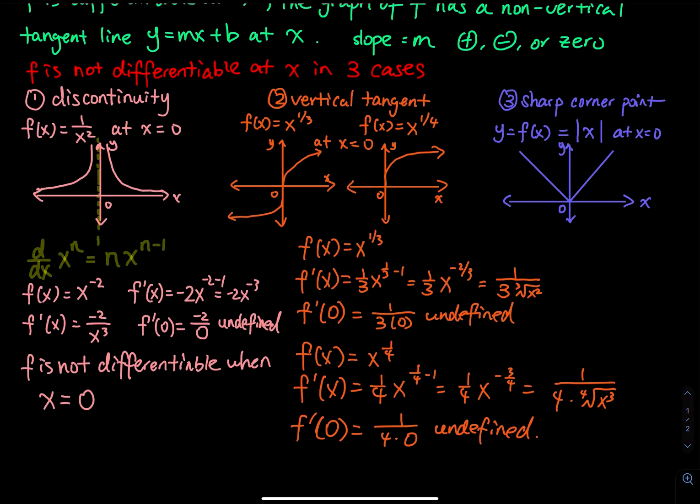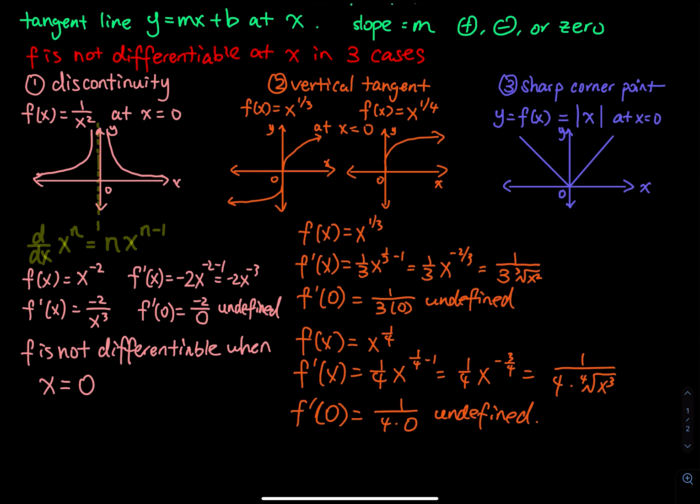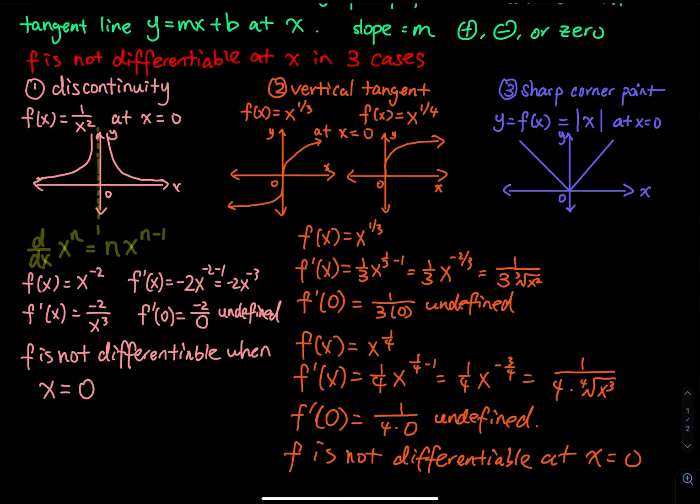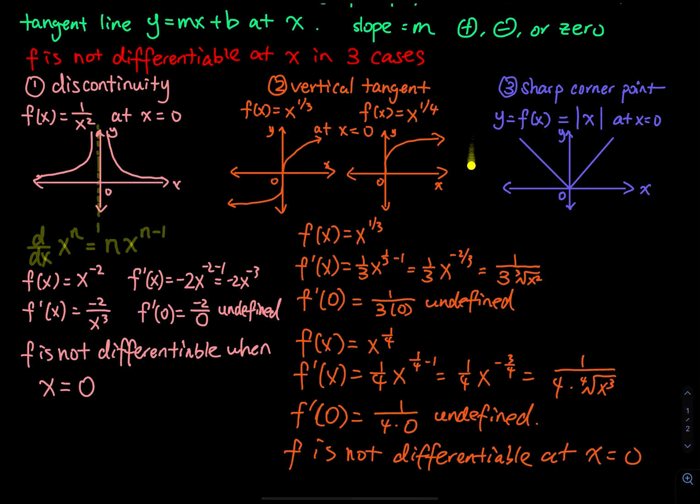So that means for both functions, the 1/3 and the 1/4, f is not differentiable at x equals 0. And the last case is the sharp corner point. So for a sharp corner point, you have f of x equals the absolute value of x at x equals 0, and then we have a V shape.